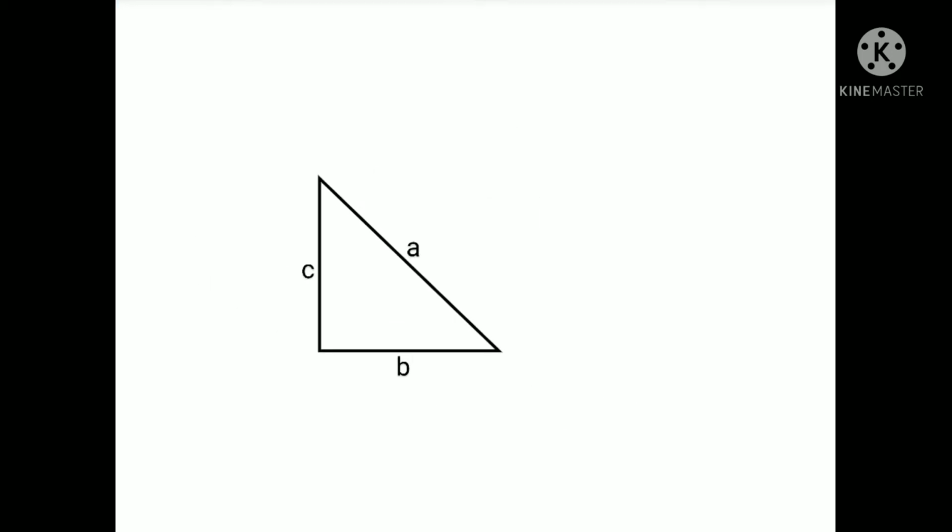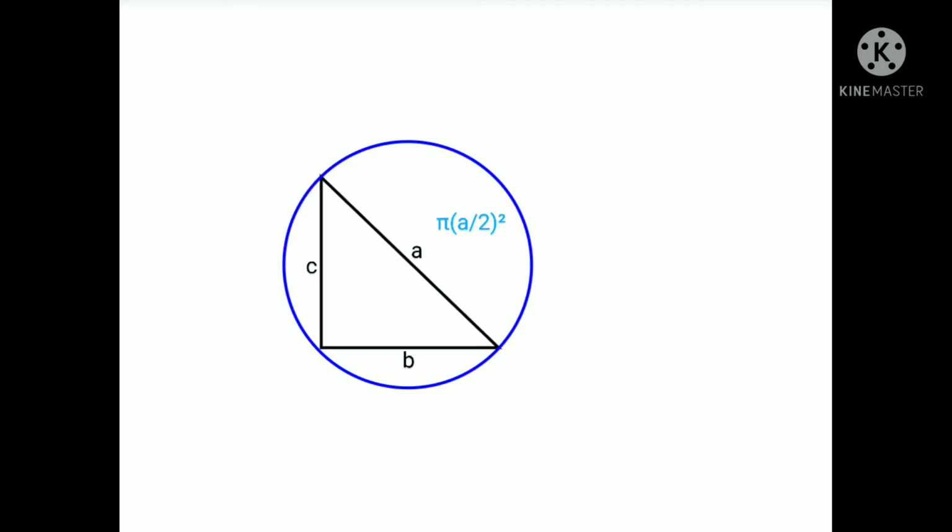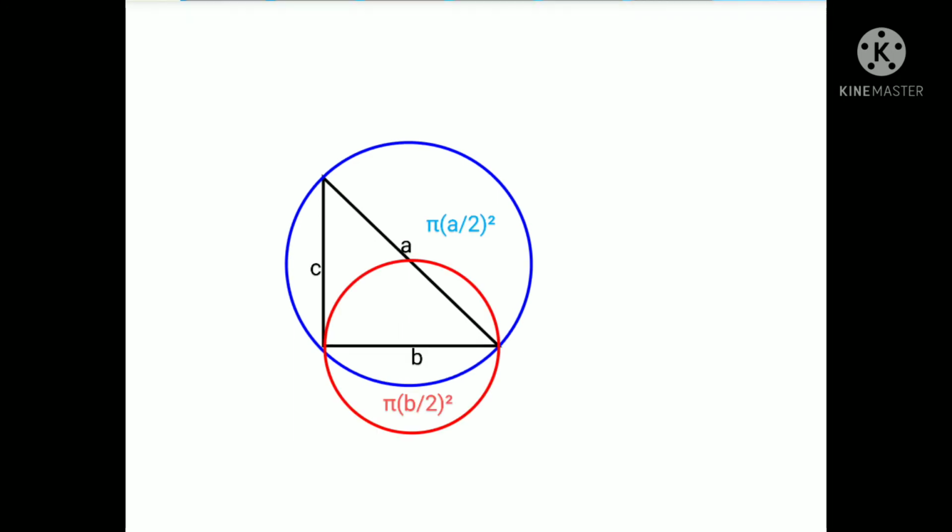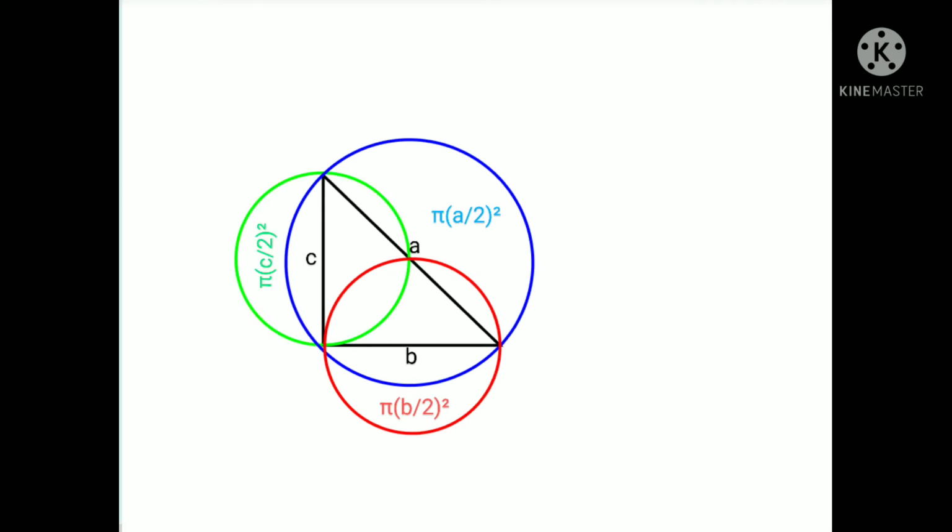Then we will take another right triangle, and we will draw a circle taking the hypotenuse as its diameter, and the area of the circle will be pi into A divided by 2 whole squared. Then we will draw another circle taking the base as its diameter, and the area of the circle will be pi into B divided by 2 whole squared. Then we will draw another circle taking the height as its diameter, and its area will be pi into C divided by 2 whole squared. Then we will write that the hypotenuse circle's area will be equal to the sum of the other two circles' areas.